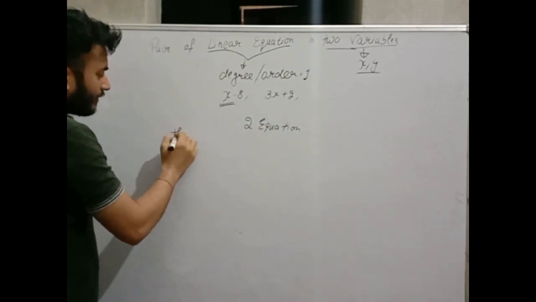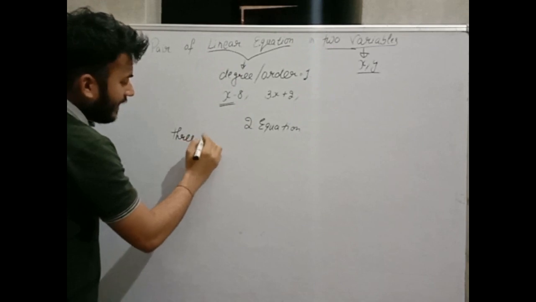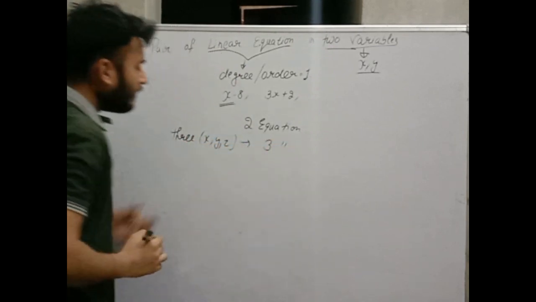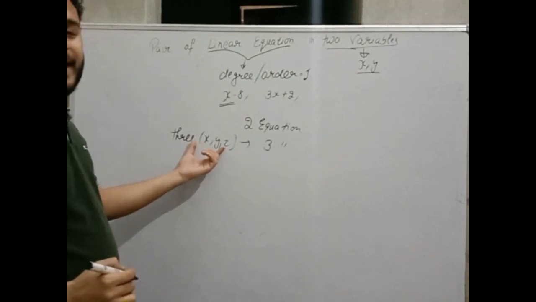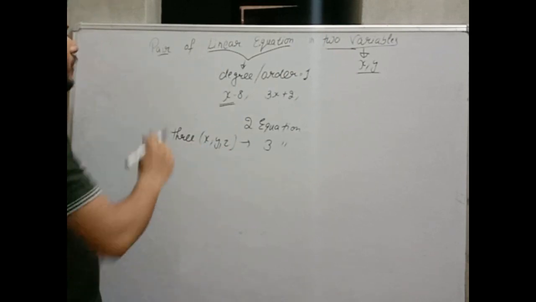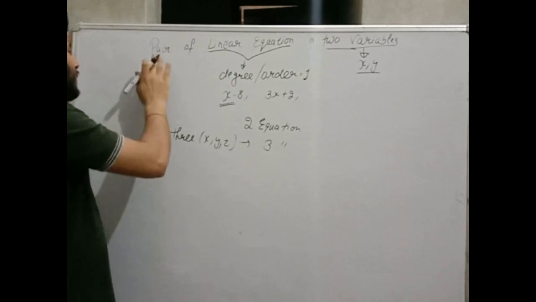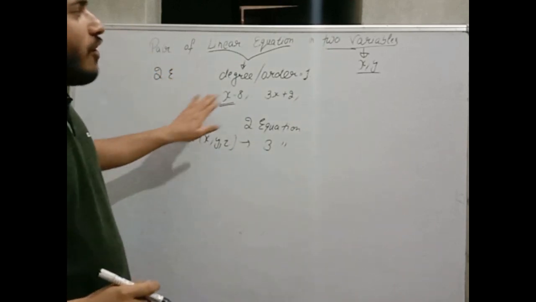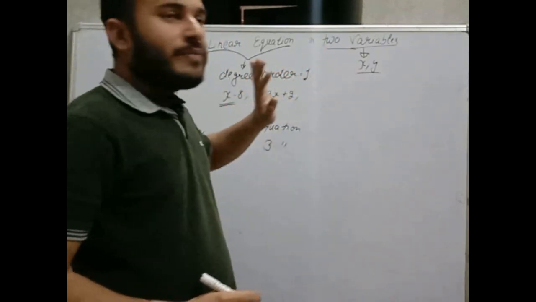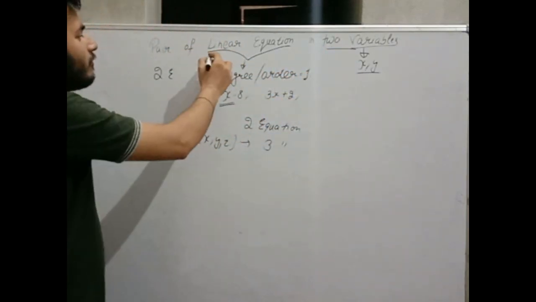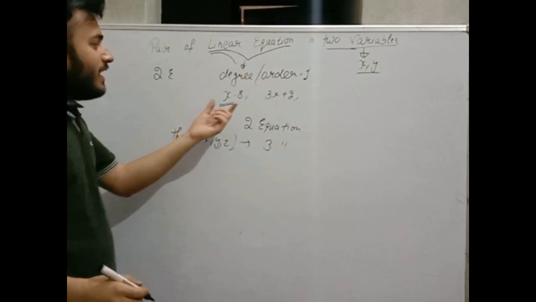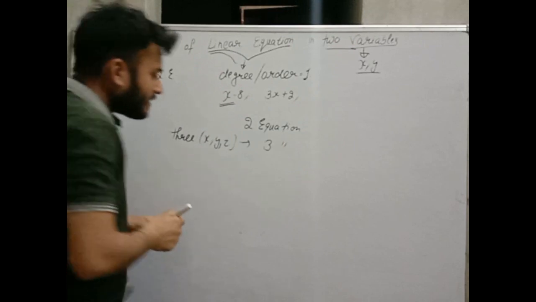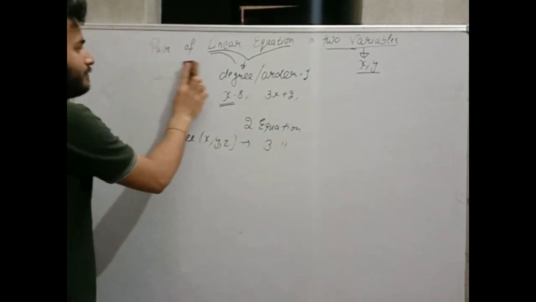Similarly, if there are three variables, say x, y, z, then we need three equations to solve for x, y and z. So a pair of linear equations means we have two equations in two variables, say x and y, but they are all linear equations. That means their degree will be 1. Now let's start with a simple example.